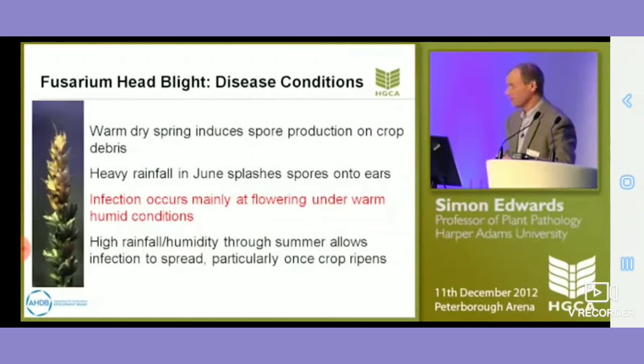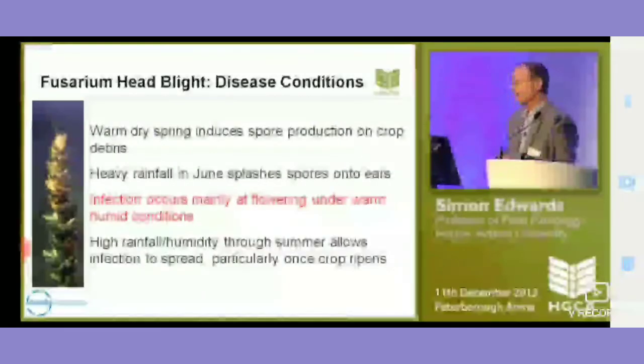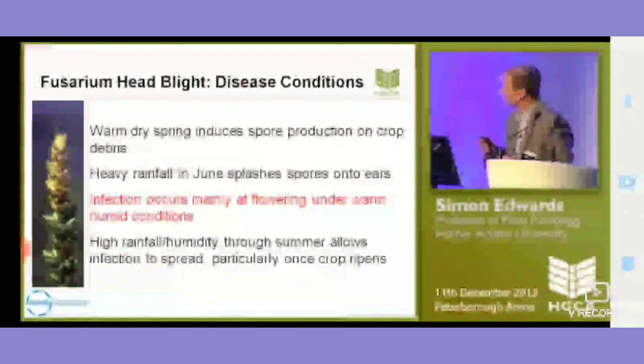So worst case scenarios for head blight: a warm dry spring inducing spore production on the crop debris, heavy rainfall in June. I'm referring now to England, so a bit later in Scotland. So heavy rainfall in June as the ears are emerging, splashing those spores up onto the ear. And then some warm, humid conditions during flowering to allow those spores to germinate and get into the ear.